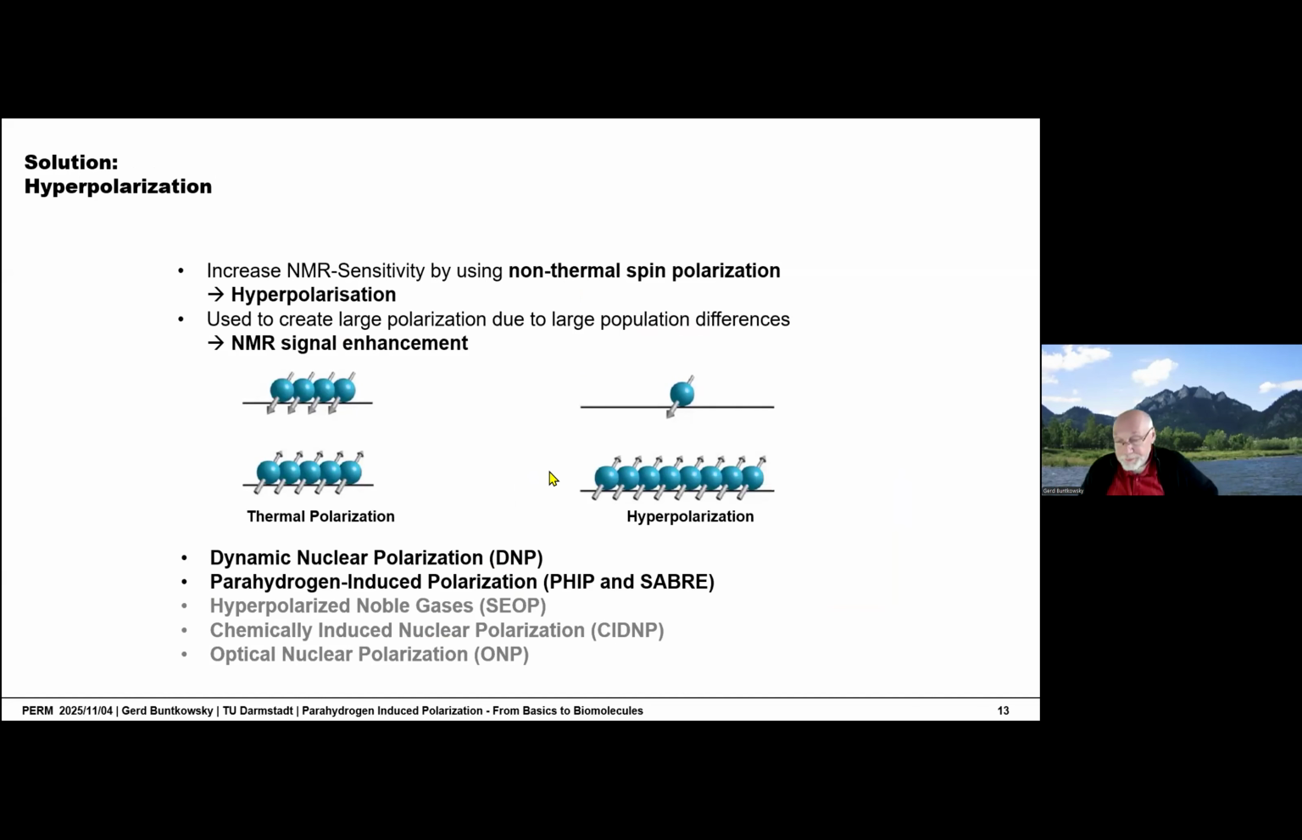So for this reason, already before I was born, people were thinking about ways how they could increase the NMR signal. And nowadays, these techniques are called hyperpolarization. There are a couple of these techniques. Hyperpolarization just means bringing a spin state into a population state which is very far away from thermal equilibrium. So instead of having such a situation, you want to have such a situation. And what we are using in our lab is dynamic nuclear polarization and PIP, parahydrogen induced polarization. There are also other techniques.